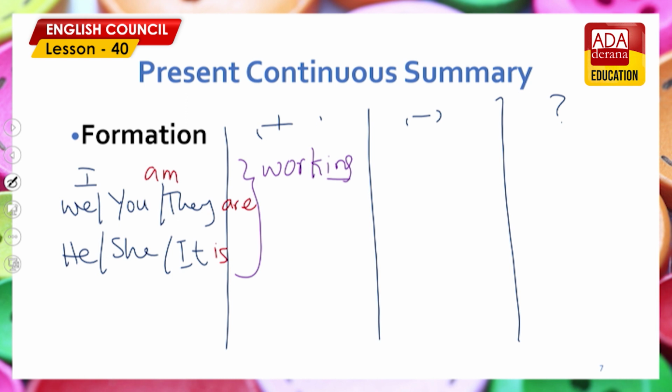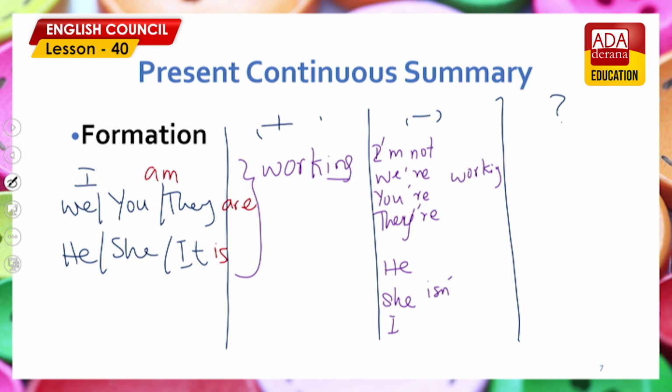And then in the negative, you have I'm not working. We, you, they, we are not working, you are not working, they are not working, and he, she, it, you have isn't, and you have the verb ing. This is the structure. And then question, what do you do?